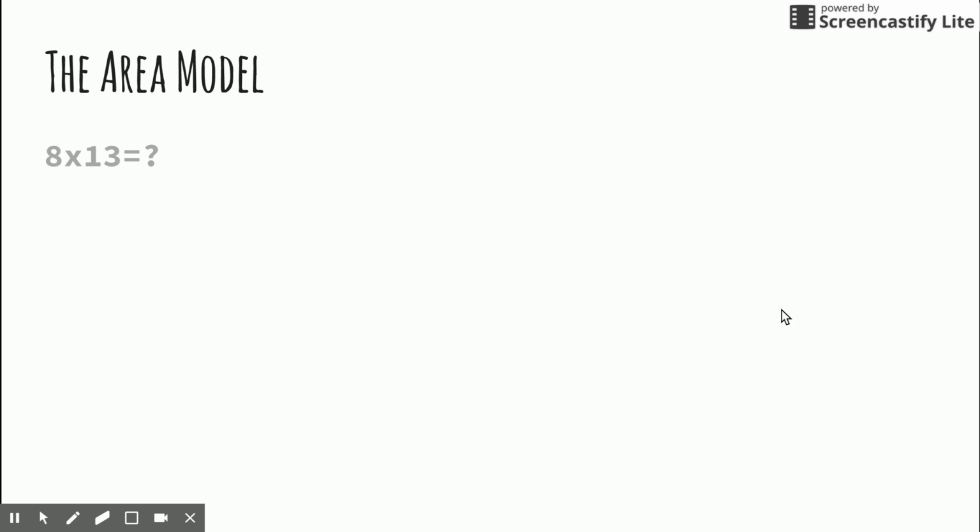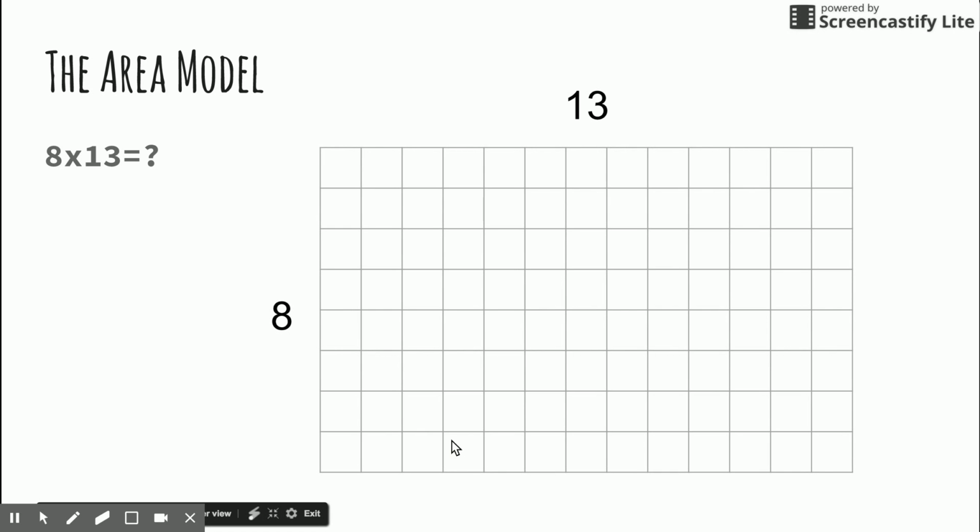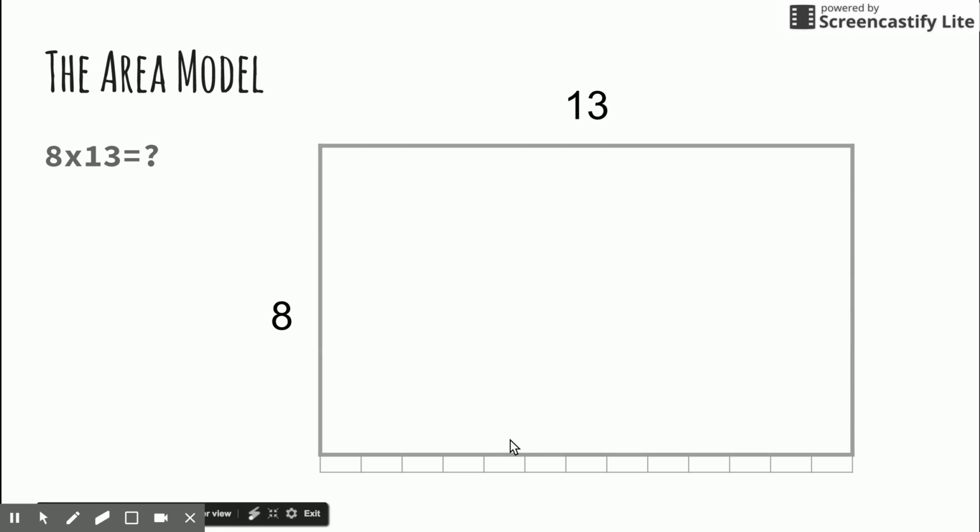So in part 2 we spoke about the area model, and our example was 8 times 13. If I have an array of 8 times 13, I can actually see the boxes. But in the area model, we don't see the boxes. It's basically just a blank rectangle. And the 8 represents 8 units on this side, and 13 represents 13 units on that side.